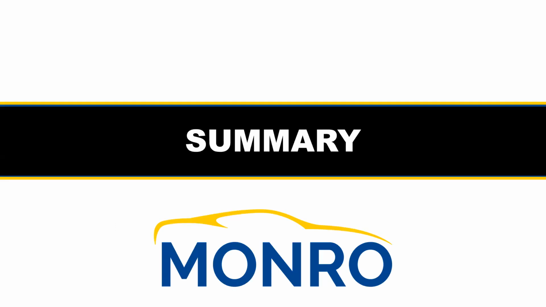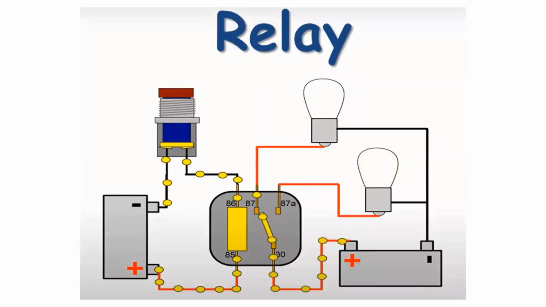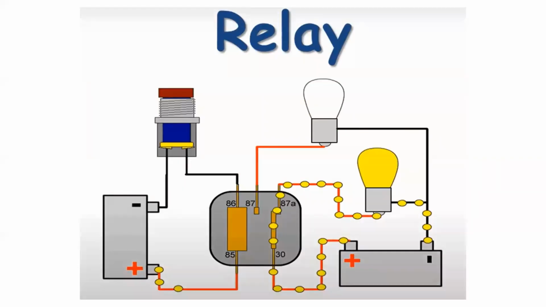So, in summary, keep in mind, it's not that complicated. What do I need for a relay to work? I need a very small amount of current to control a much larger current. When I energize the coil, we close the switch. When we close the switch, we light the light.